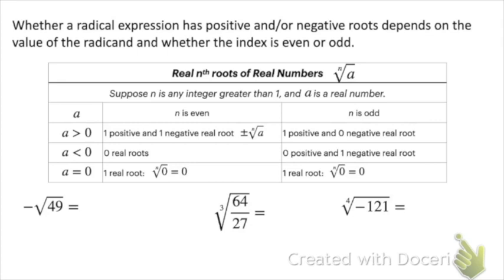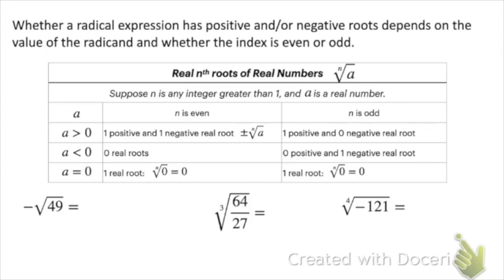So whether a radical expression has positive and or negative roots depends on the value of the radicand and whether the index is even or odd. This is showing what happens when we have equations. Today we're going to be working with expressions. But it does show that if a is greater than 0, we have a positive number under the radical, and n, the index, is even, like 2, 4, 6, 8, we're going to have a positive and a negative real root. So that's when we solve an equation. Today we're doing just a principal root, which will have the same sign. We're just going to have positive roots when we have even indexes.